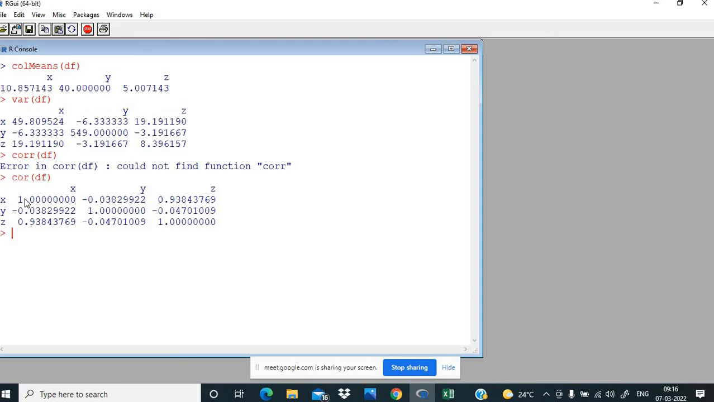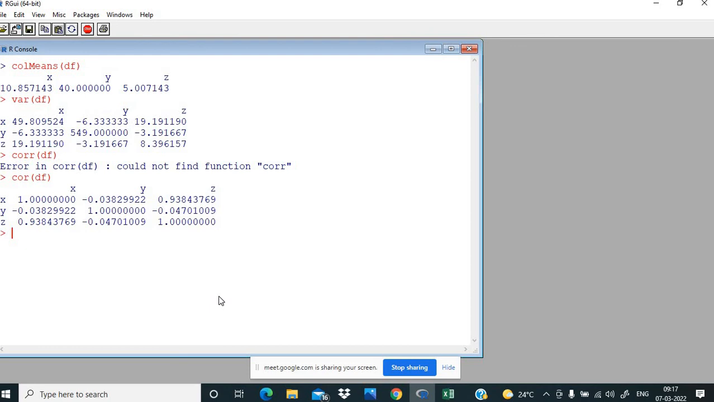It should be COR df. Now you see the diagonal elements are 1 and the non-diagonal elements are not 1, with other values lying between -1 and +1. Why are the diagonal elements 1? Because this is the correlation between x and x, this is between y and y, and this is between z and z. So this is about working with a data frame. It makes things simple and quick. The problem is that the variables should have an equal number of observations, otherwise there is an error.